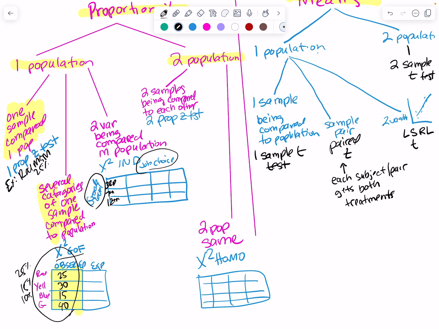Okay, if it's two populations and I've got two samples being compared, for instance, the proportion of red Skittles, do I have more proportion of red Skittles than the proportion of red M&Ms?